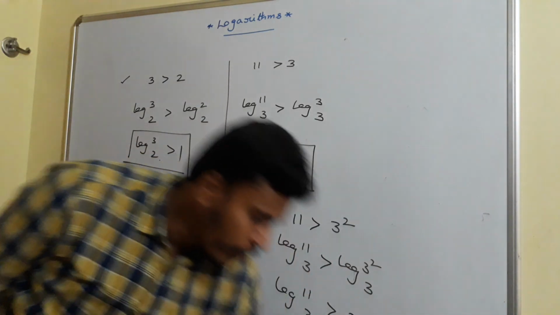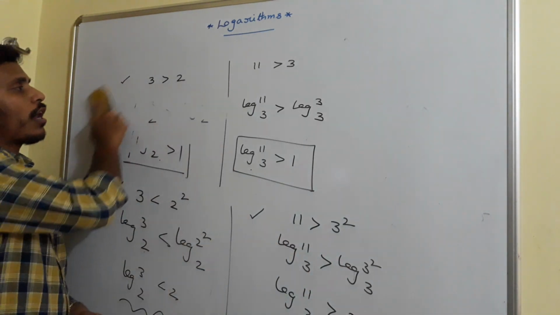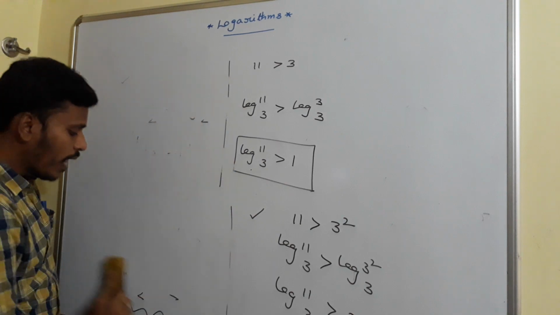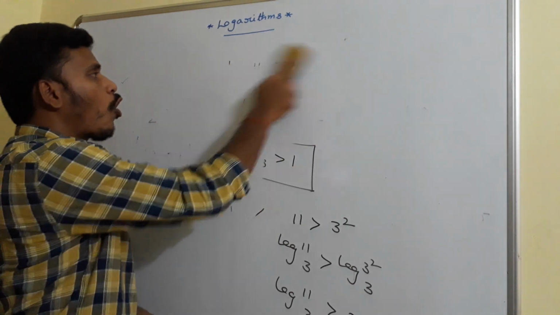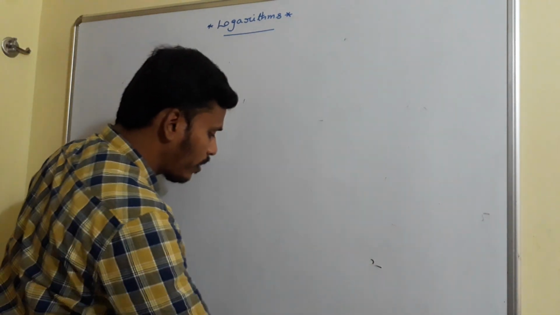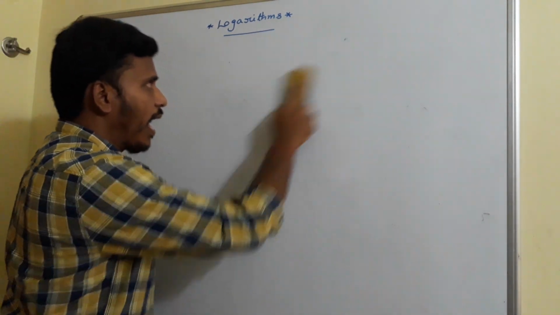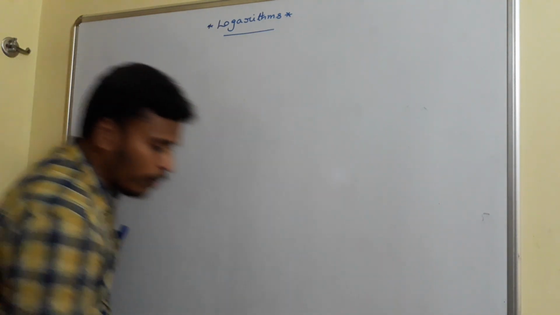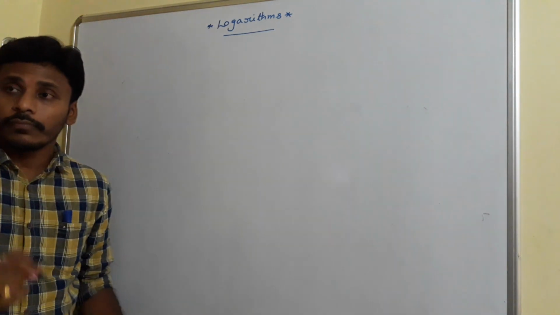I am erasing this. The next idea related to the logarithms is characteristic and mantissa of logarithmic value. Right? The next thing is what? Characteristic and mantissa of the logarithmic values.